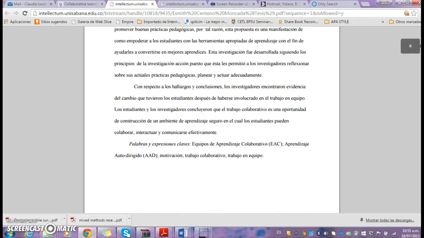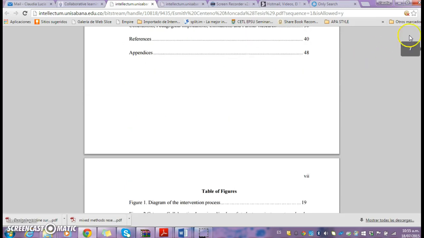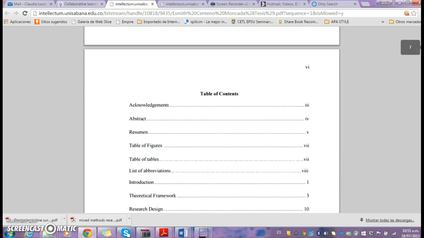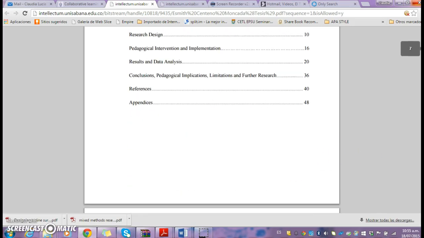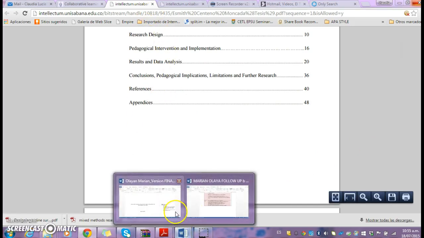See, for example, that all the research papers in the master's program have an introduction, the theoretical framework. For example, this one, I would prefer it to be more specific: what are the parts, the research designs, what are the sections, the pedagogical intervention, etc. So I think that with this I answer your question.